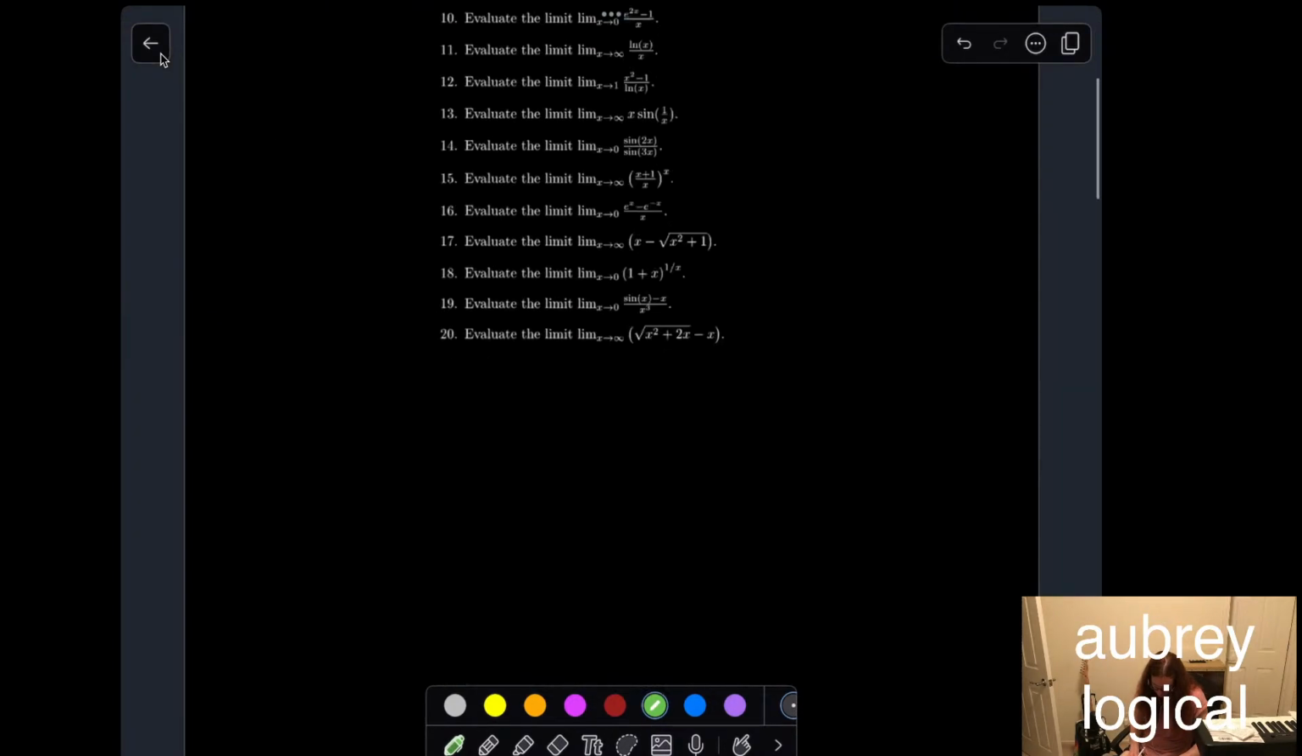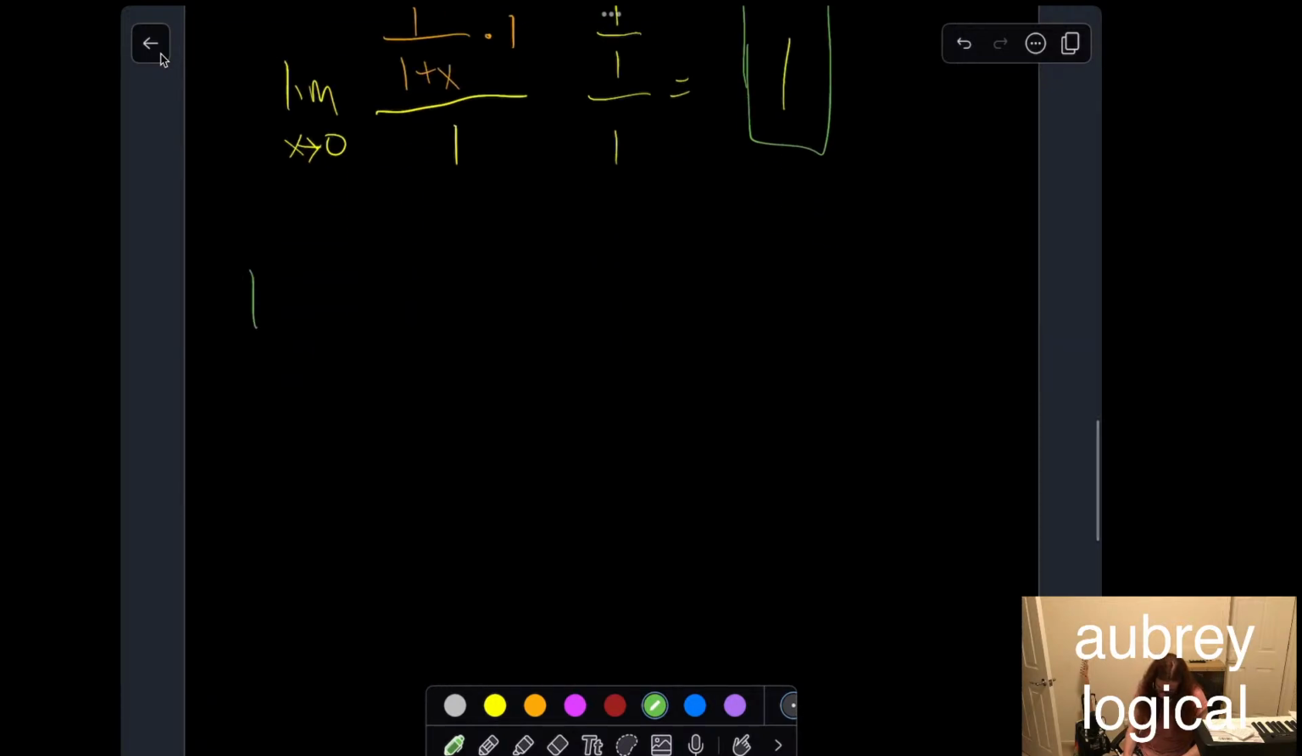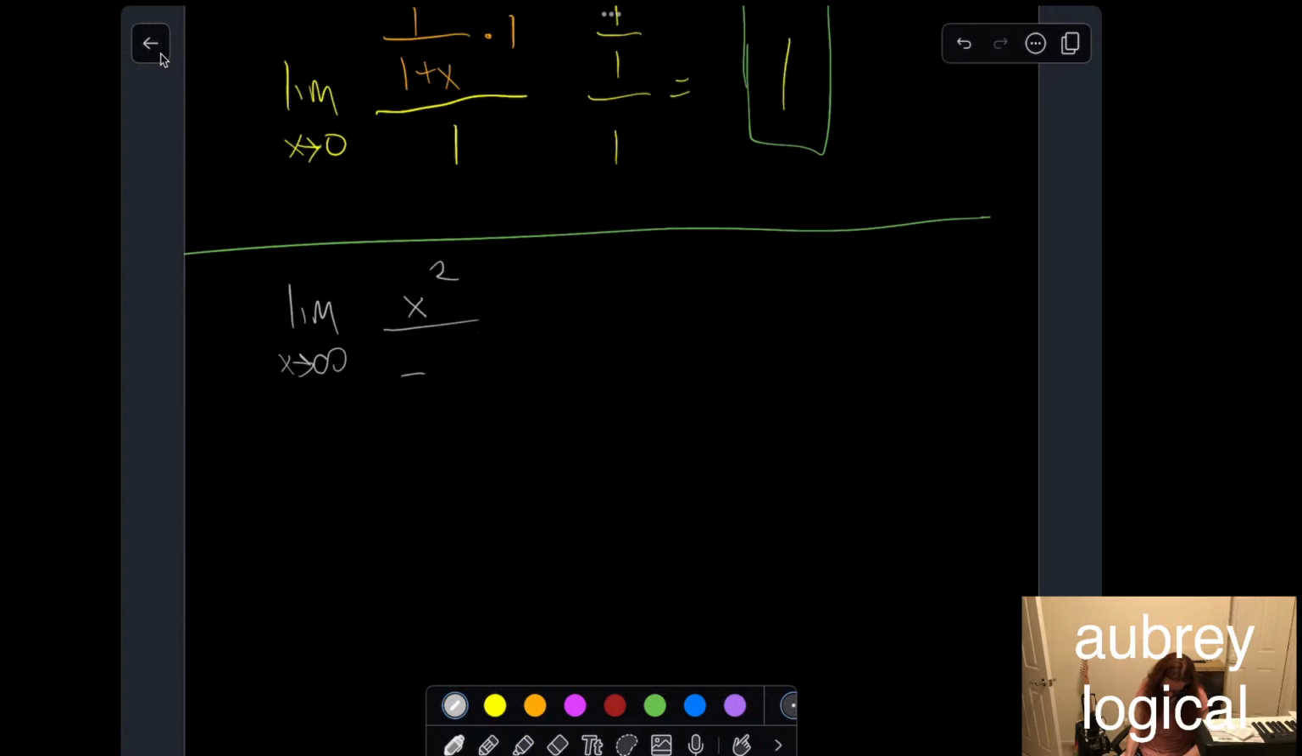X squared over e to the x. Okay, so we've already got it in our nice form. If we plug it in, it's going to be infinity over infinity. So we're going to do L'Hopital. So rewriting our limit and taking the derivative of top, we end up with 2x over e to the x.